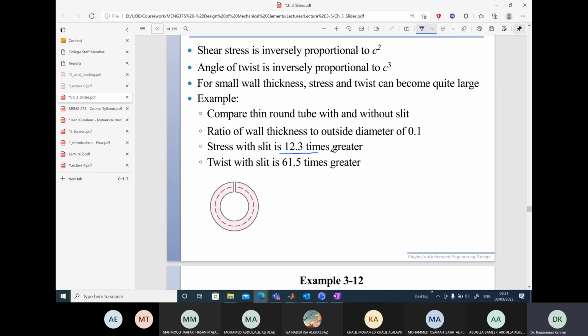Stress with slit is 12.3 times greater. So basically, if it is an open tube, in comparison to the closed tube, the shear stress will be 12 times greater, and the twist of the slit is going to be 60 times greater. So what does this mean? It is better to have a closed tube than an open tube.